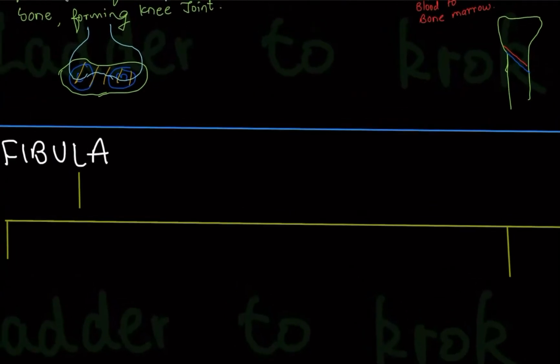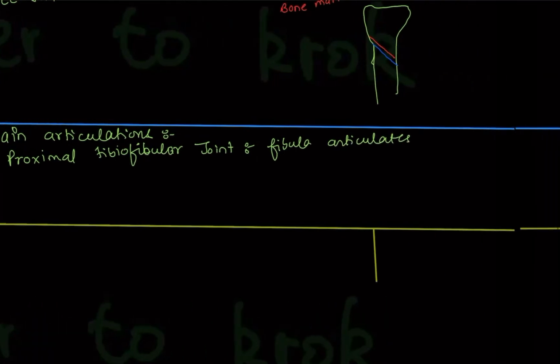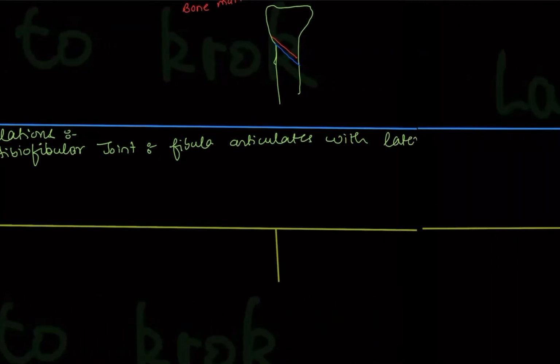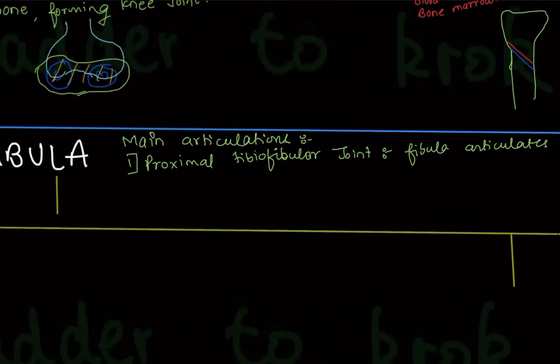Before starting it, let's know about its main articulations. Okay, so write down the topic: main articulations. The first articulation is the proximal tibiofibular joint. Here the fibula articulates with the lateral condyle of the tibia. Then the second main articulation is the distal tibiofibular joint.